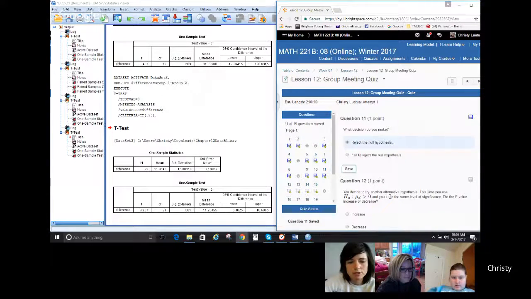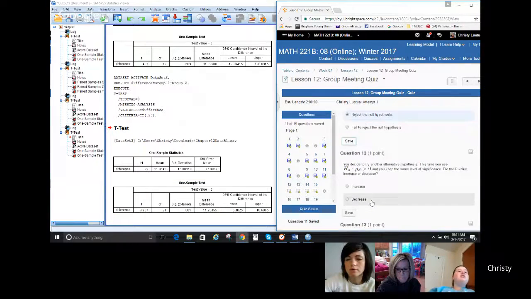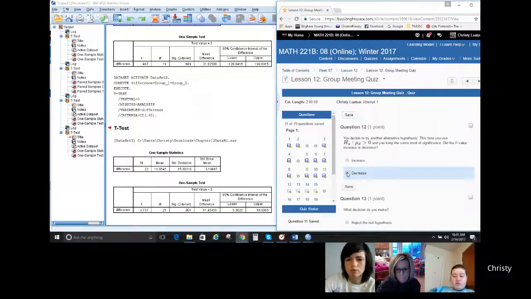Try another alternative hypothesis, greater than 0. Increase or decrease? Keep the same level of significance. P-value increase or decrease? Wait, this means we have to apply the concept. Right, because if it's 0.002 as a two-tailed, this makes it a one-tailed, so we have to divide by 2, which is probably going to be pretty close to 0. The p-value is going to decrease because we divide it by 2. It's a one-sided test. Good point. That's very true.